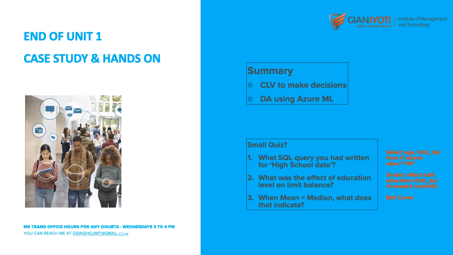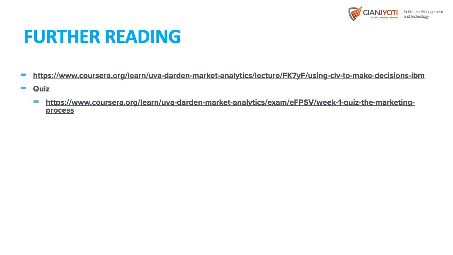If you have any questions, as I always say, you can write to me at gsingjmt@gmail.com. And if you want to do some further reading, I encourage you to do this course from Coursera, which is very good. I took the example of IBM from there only. That was my source. Second, you can take an online quiz on this marketing process, which will help you know exactly how much you have understood.